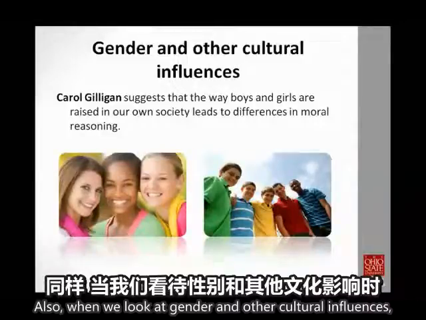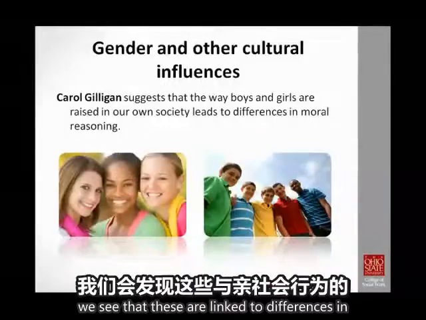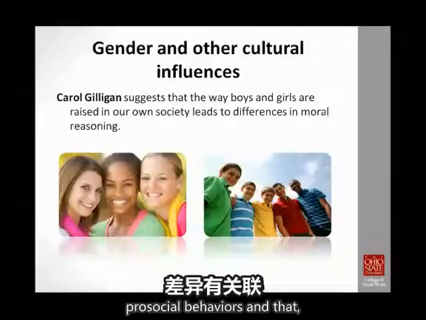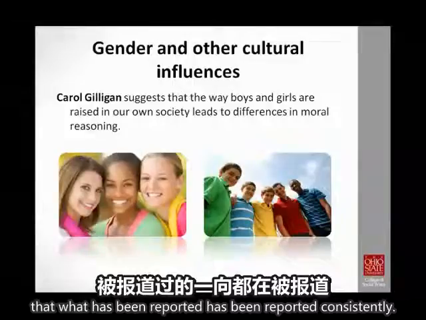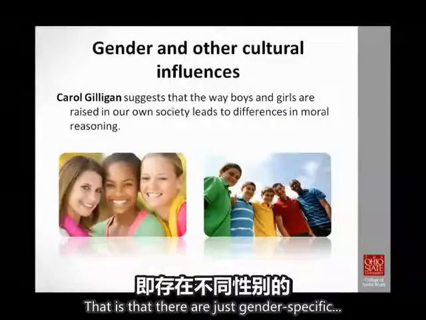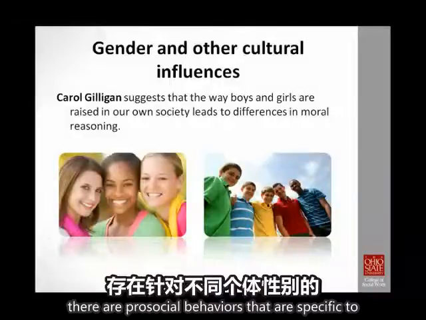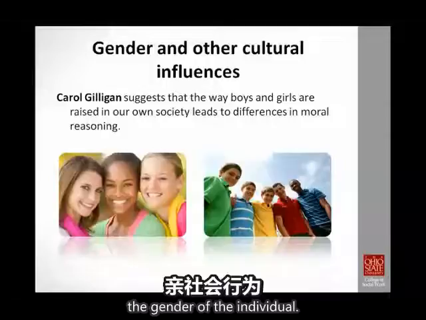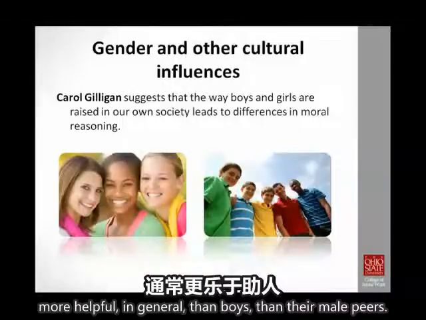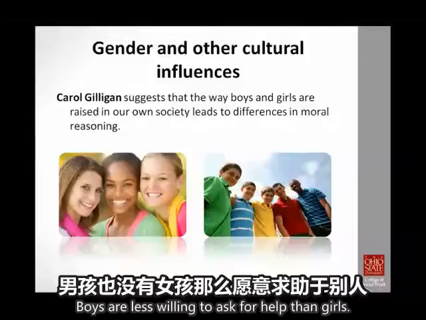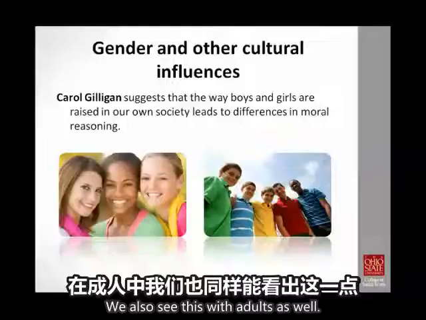Also, when we look at gender and other cultural influences, we see that these are linked to differences in prosocial behaviors, and that has been reported consistently. That is, there are prosocial behaviors that are specific to the gender of the individual. For example, research has shown that girls are reported to be more helpful in general than their male peers. Boys are less willing to ask for help than girls. We also see this with adults as well.